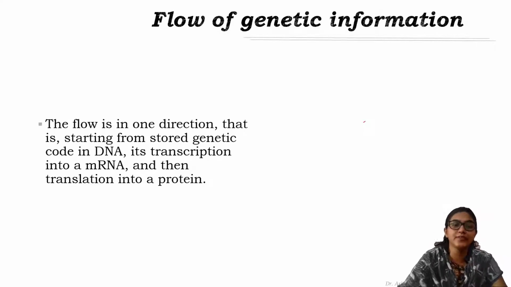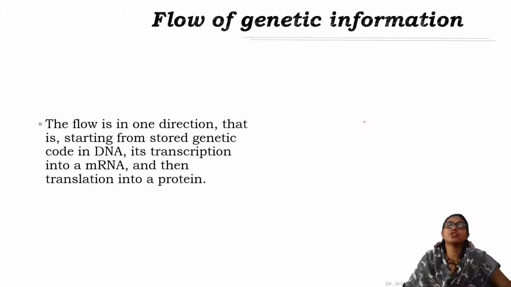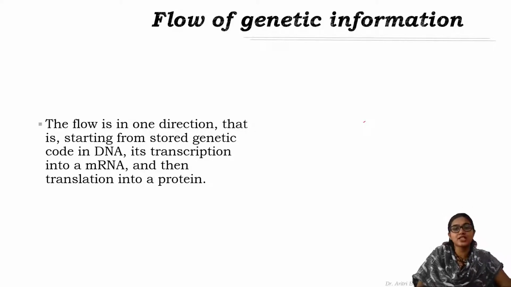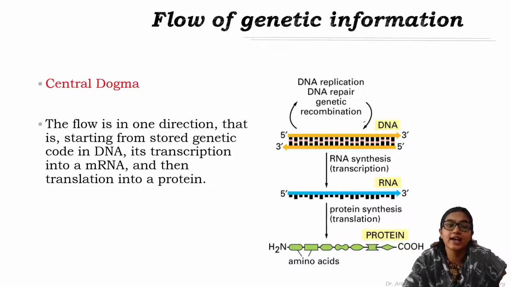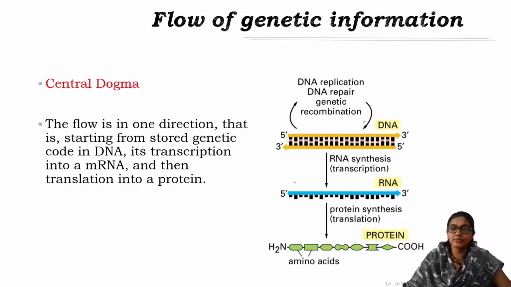Next we need to know the flow of genetic information. Basically the genetic information is stored in DNA and this information is required to conduct different functions in our body, which is done by proteins. So that genetic information must be transferred from DNA to protein by means of RNA. This unidirectional flow, as you can see, is known as the central dogma. You can see the information flows from DNA through RNA to protein.